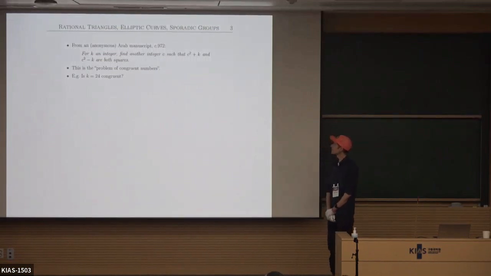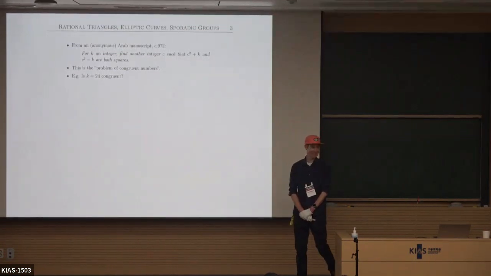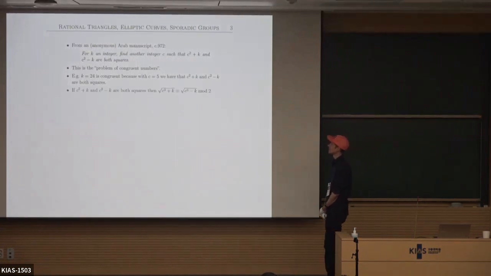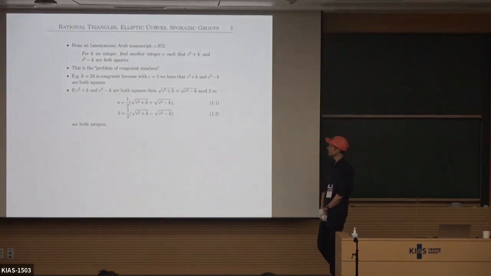And here is an example. 24. What do you think? Congruent or not congruent? Is there a c such that c squared plus 24 is a square and c squared minus 24 is also a square? Yes, exactly. C equals 5 does the trick. All right. So if c squared plus k and c squared minus k are both squares, well, they have the same parity, so their square roots must have the same parity. So that means we can take the two averages and get integers both times.